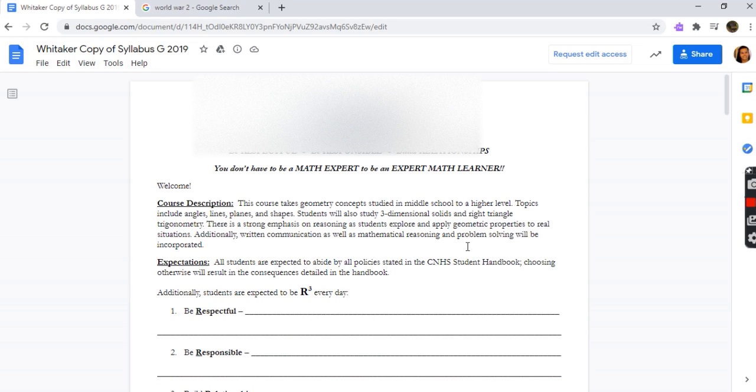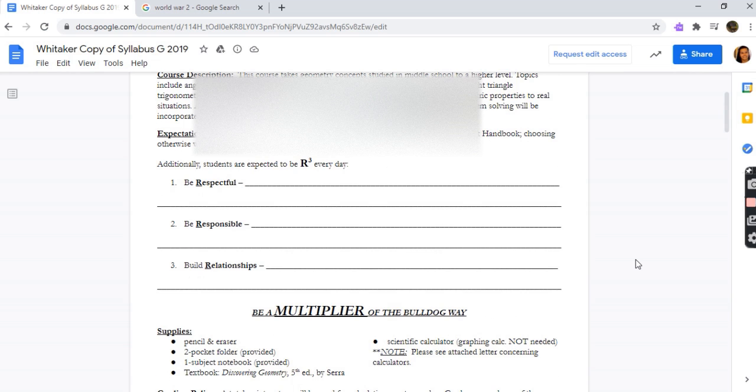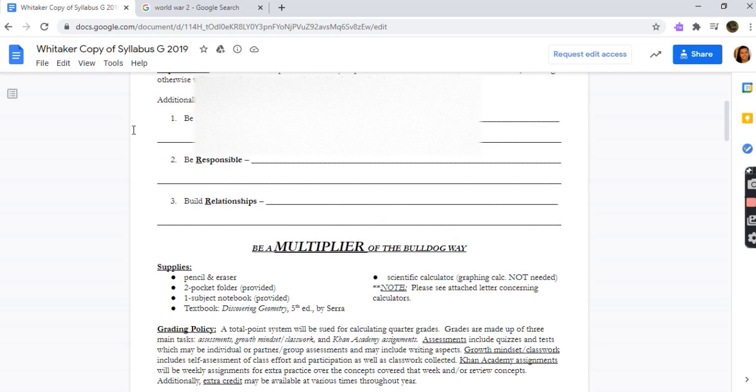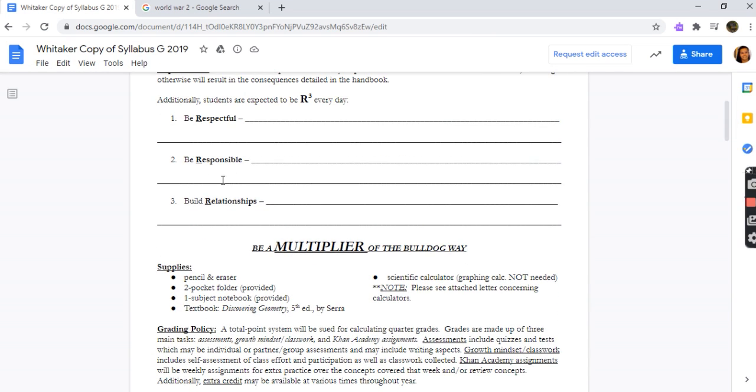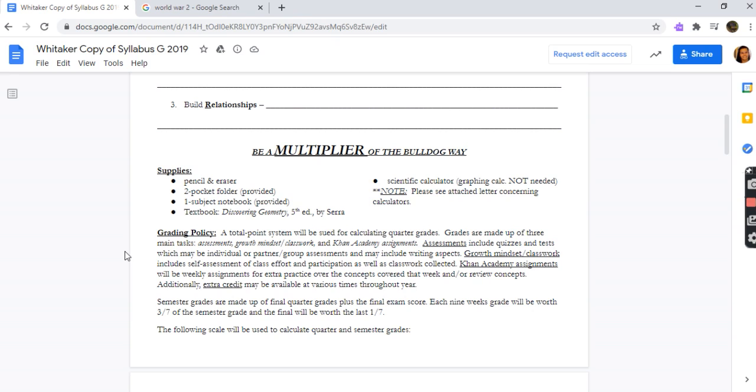Expectations. All students are expected to abide by all policies stated in the CNHS Student Handbook. Choosing otherwise will result in the consequences detailed in the handbook. Additionally, students are expected to be free each day. You have to be respectful and responsible in relationships every day. Be a multiplier of the Bulldog way.